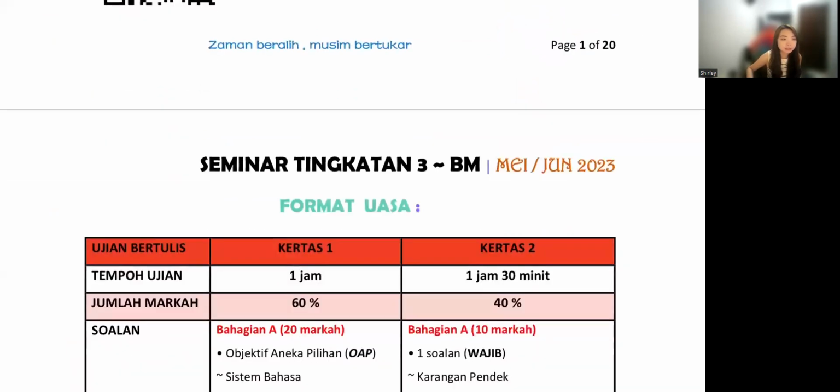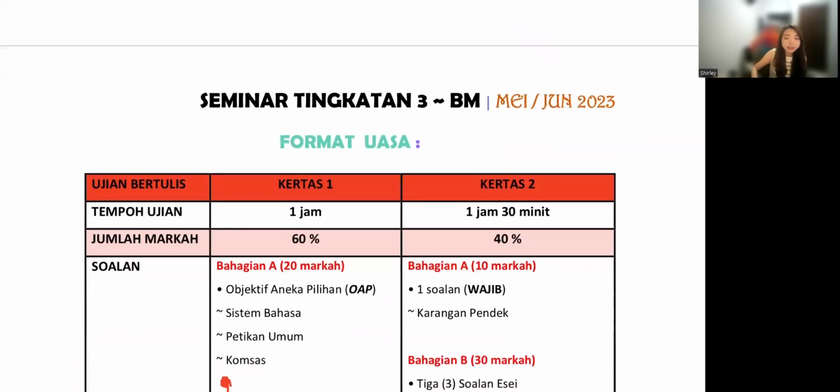And then, okay. This is your format, but I need you to do me a favor. The tempo ujana, which is the duration of your exams, please help me correct it first because we have made some mistakes over here. For your kertas satu, by right, it should be 1.5 hours, and kertas dua is about 1 hour. So this one is 1.5 hours, and this one is just 1 hour. Okay, please correct this one.